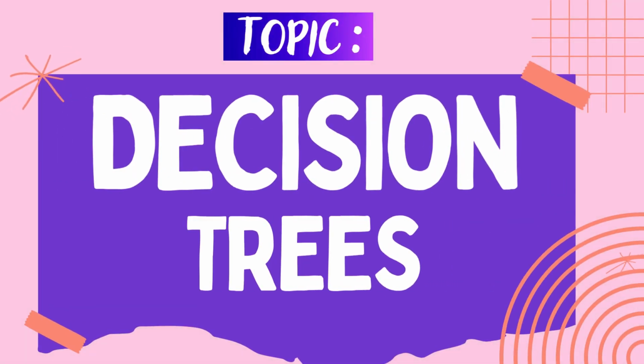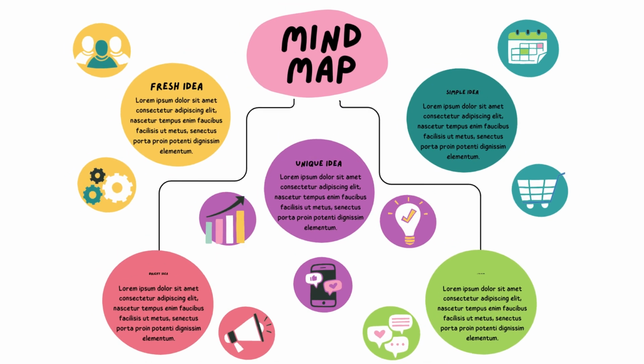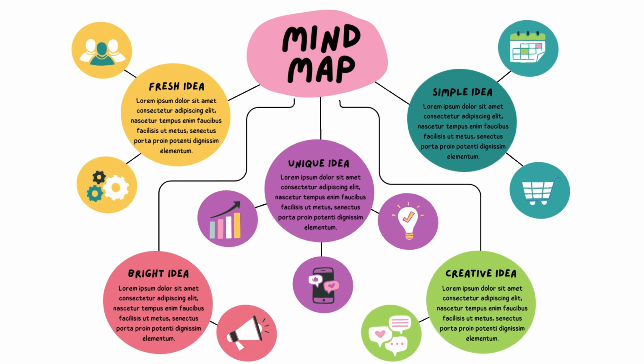Today, we're diving into an essential concept in machine learning: decision trees. 1. Introduction to decision trees. Decision trees are supervised learning models that classify or predict outcomes by learning decision rules from features. They resemble a flowchart where each internal node represents a test on a feature, each branch represents an outcome, and each leaf node represents a class or value prediction.